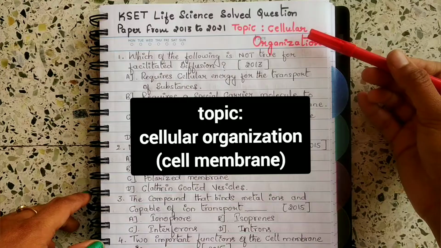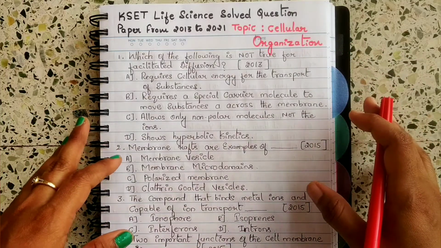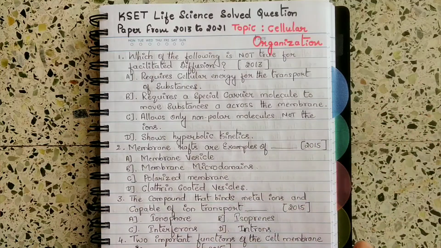Okay, so what you have to do is, after studying the topic cell membrane, you just have to go through these questions so that you will get to know which area is more important for the examination, from where they have asked the questions, so that will enhance your marks. Okay, that is the reason I have made this. Now let's start with the first one.